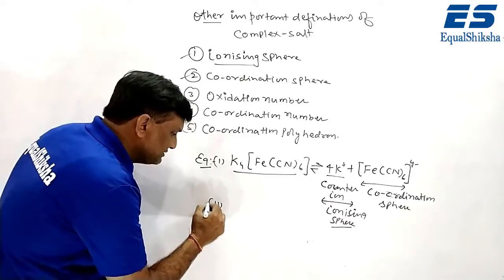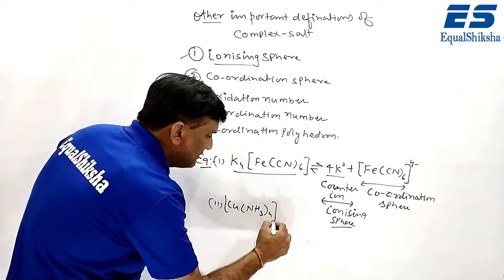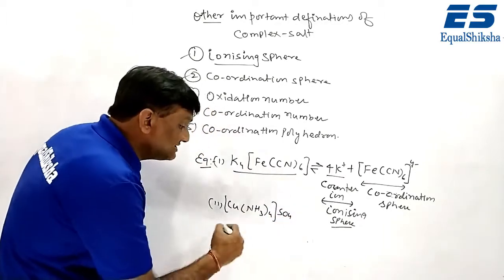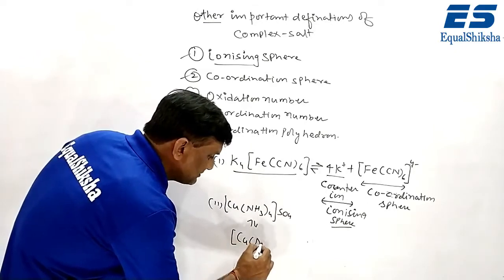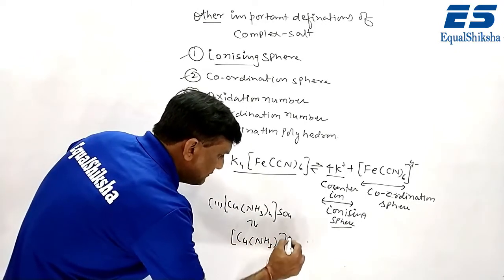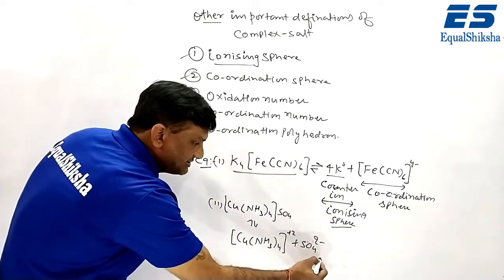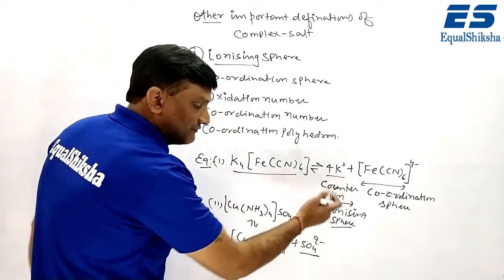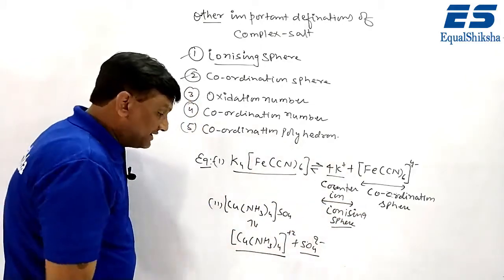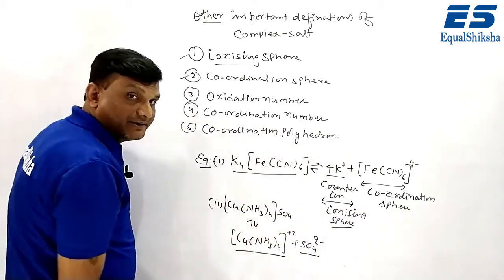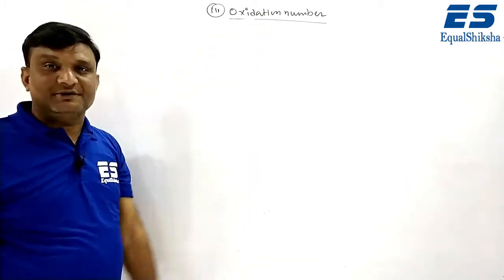We can take another example. Suppose there is [Cu(NH3)4]SO4. This dissociates as [Cu(NH3)4]2+ and SO4 2-. Now SO4 2- is the ionizing sphere, or you can call it the counter ion, and [Cu(NH3)4]2+ is called the coordination sphere, which is enclosed by square brackets. Note it down.